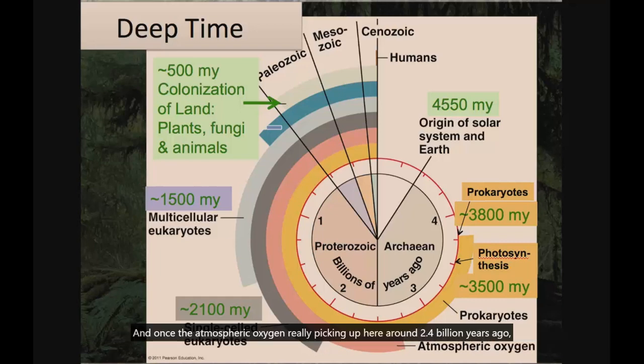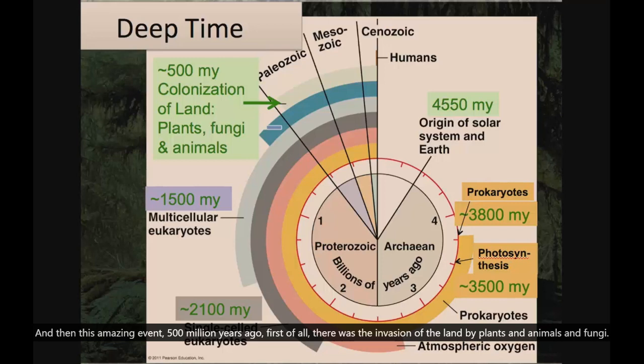And once the atmospheric oxygen, really picking up around 2.4 billion years ago, once it dramatically increased in the atmosphere, the oceans then had a lot more oxygen in them, and iron decreased, and different sorts of organisms were able to live. Multicellular eukaryotes appear around 1.5 billion years ago. And then this amazing event, 500 million years ago.